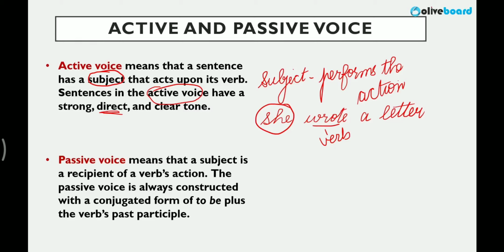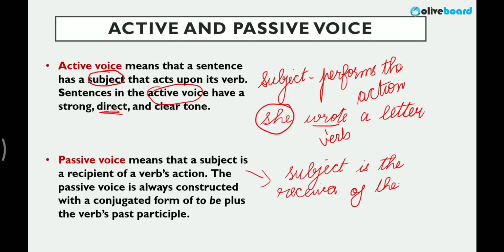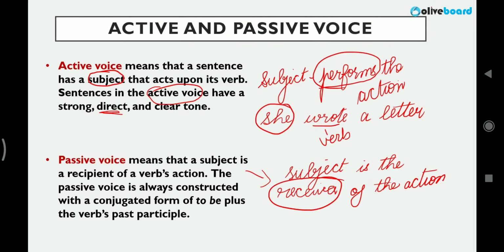In passive voice, always the focus is on the object, right? So focus is on the object. We show that the subject is the receiver of the action. Understand the difference. Receiver. Here, the subject is performing the action. Here, the subject is the receiver of the action. The voice is passive. We always use be plus the verb's third form whenever it is passive. This is the structure we are going to study today.